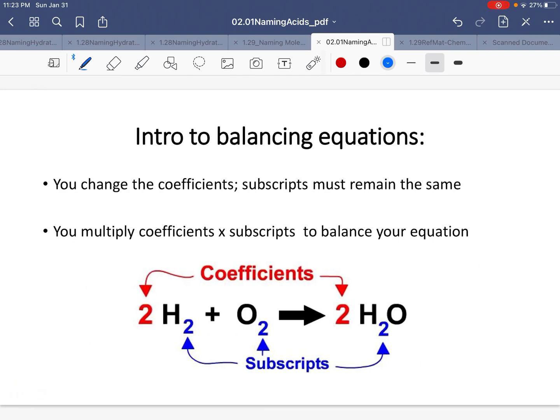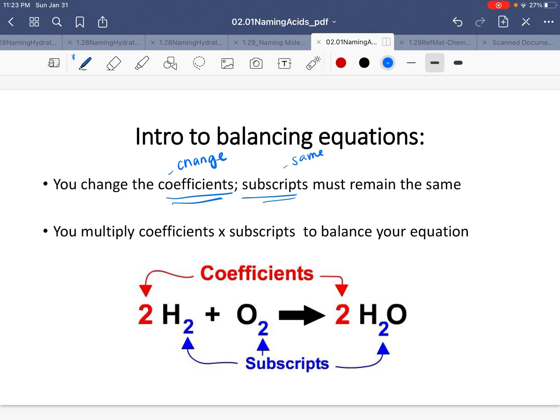When we start balancing equations, which should hopefully be by Wednesday, what happens is you're able to change the coefficients. So what helps me remember is that coefficients change. They both begin with a C. And subscripts remain the same. It starts with an S.